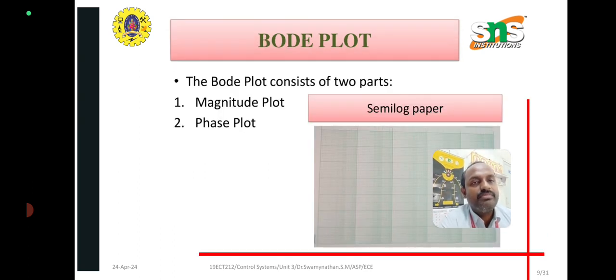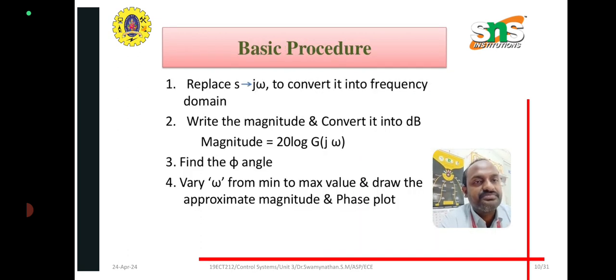Next, using the Bode plot, we define two plots: one is magnitude, and the other is phase, using semilog graph sheet. The basic procedure of the Bode plot is: first, replace s with j omega to convert the time domain into the frequency domain. Next, write the magnitude and convert it into decibels, that is, magnitude is equal to 20 log of G of j omega. Next, find the phase angle, that is phi. Fourth, vary the angular frequency omega from minimum to maximum level and draw the approximate magnitude and phase plot.